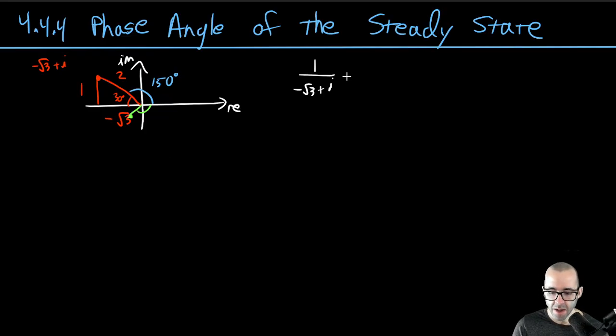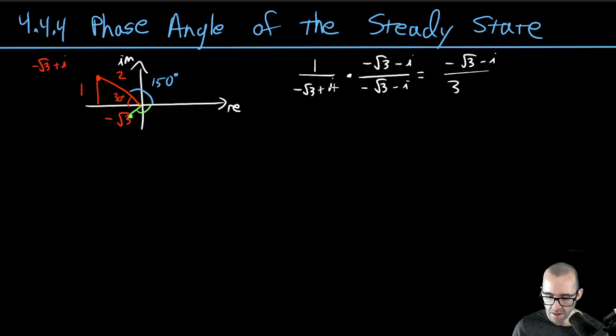How do we simplify this complex number? We multiply it by its conjugate, negative root 3 minus i, negative root 3 minus i. When we do that, the top is just negative root 3 minus i, and the denominator is positive 3 minus i squared, which is plus 1. And what we get is a quarter. Interesting that we get a quarter. Let's actually write this as negative a quarter times root 3 plus i.